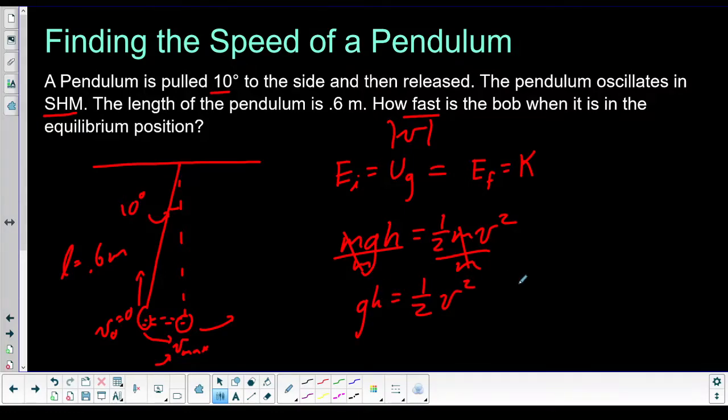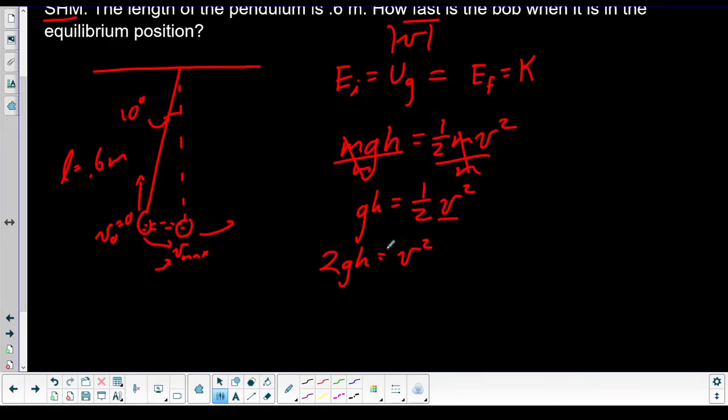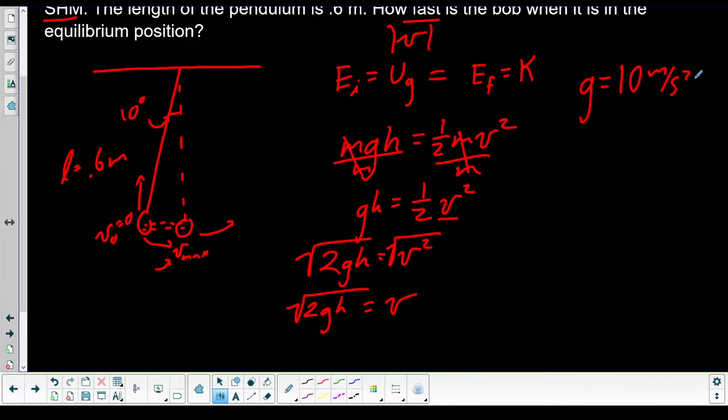Cool. All right. So we're looking for this velocity. So we'll multiply by 2 to get rid of this 1/2. 2gh equals v squared. And then to get rid of the squared, we'll take a square root on both sides. So v equals the square root of 2gh. All right. g we know. Well, this thing's on Earth, so g for us is about 10 meters per second squared.